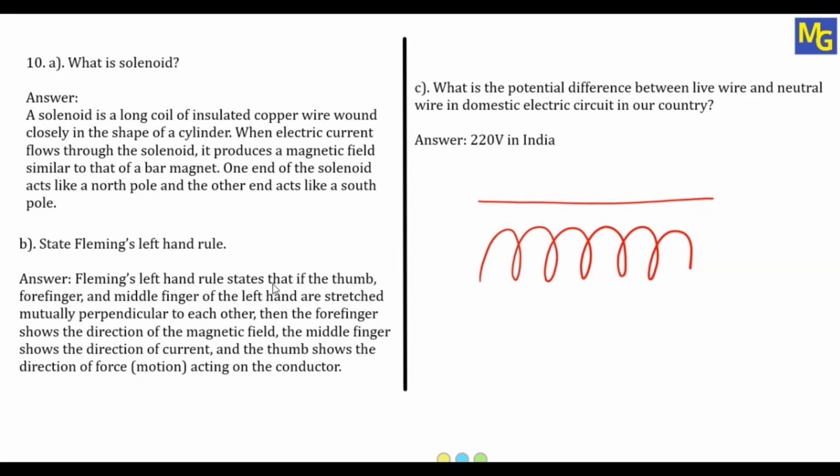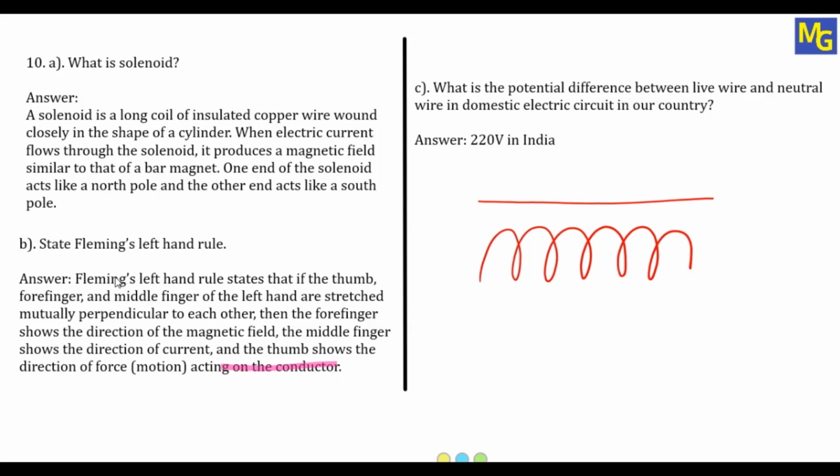Fleming's left hand rule states that if the thumb, forefinger and middle finger of the left hand are stretched mutually perpendicular to each other, then the forefinger shows the direction of magnetic field, the middle finger shows the direction of current, and the thumb shows the direction of force acting on the conductor.